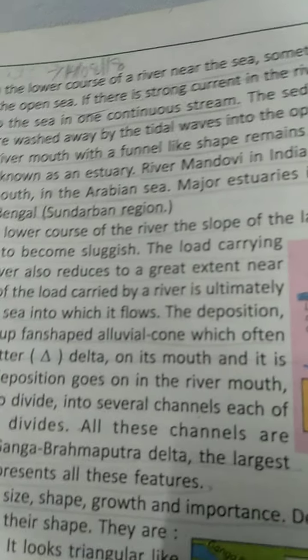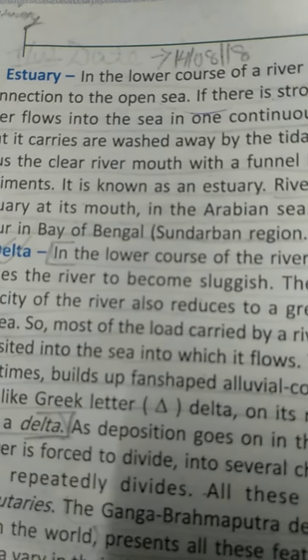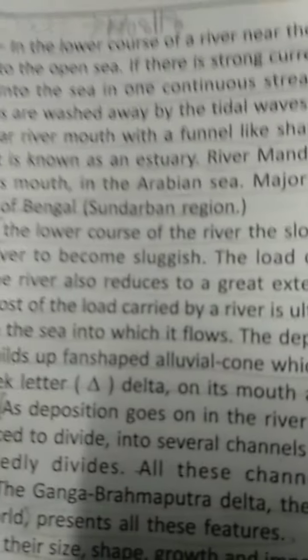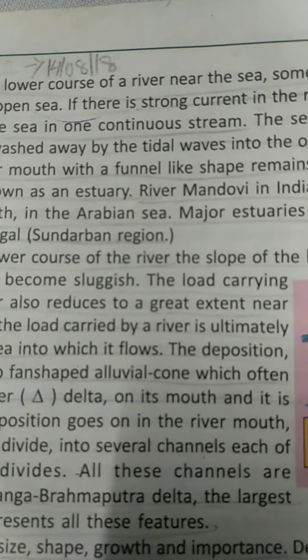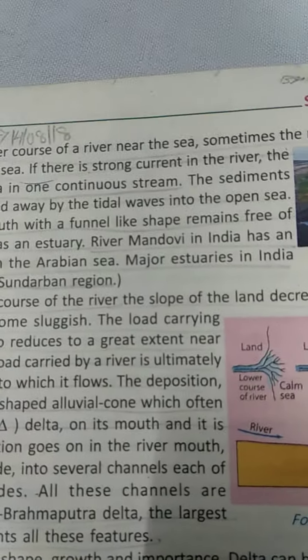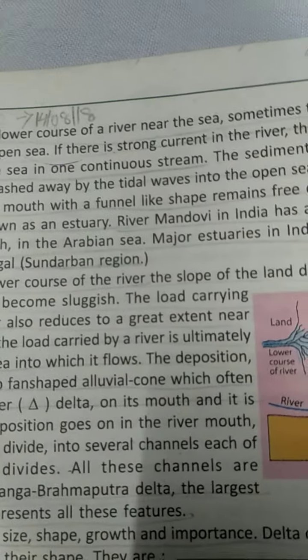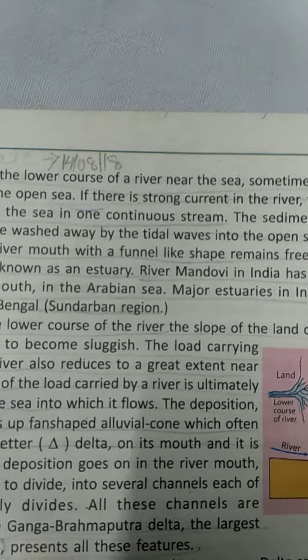Good morning, class 9. Today our next topic is the landform formed due to the river flowing, the estuary. It is naturally formed in the lower course of the river near the sea. Sometimes the river mouth has a free connection to the open sea, which means the river flows easily into the open sea.